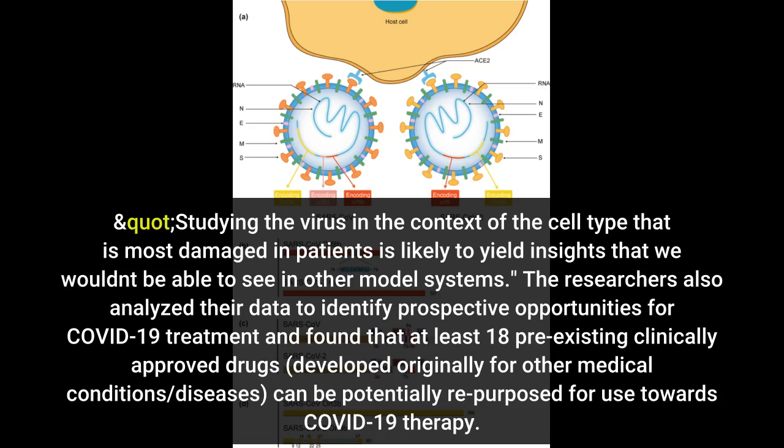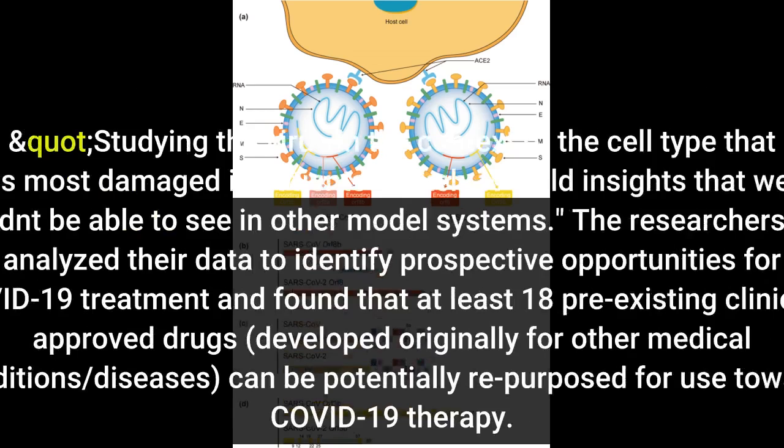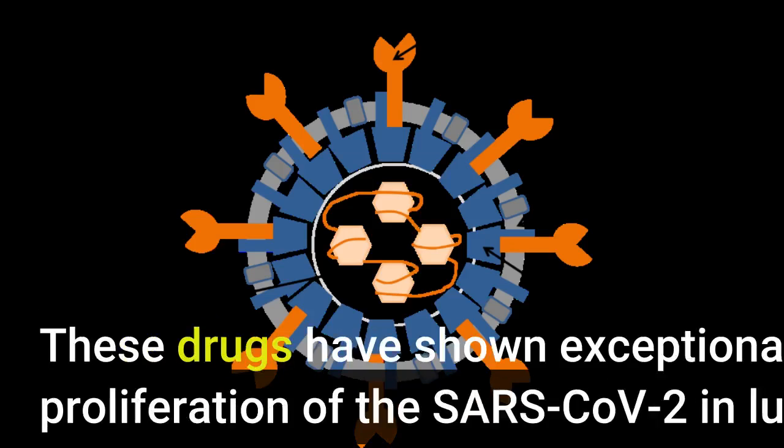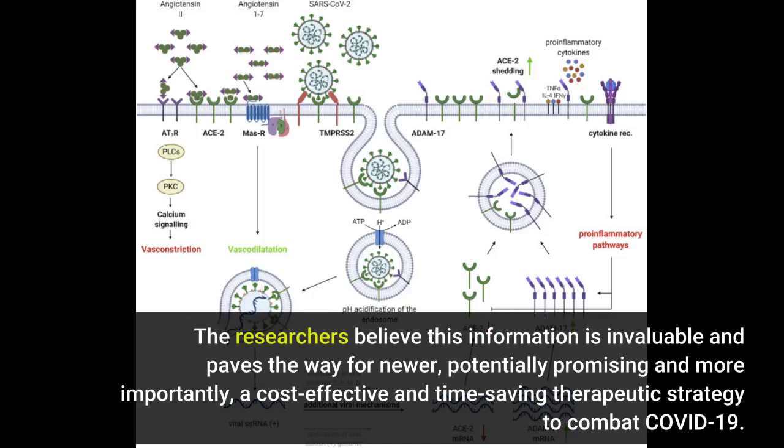The researchers also analyzed their data to identify prospective opportunities for COVID-19 treatment and found that at least 18 of these drugs have shown exceptional promise to block the proliferation of the SARS-CoV-2 in lung cells. The researchers believe this information is invaluable and paves the way for newer, potentially promising and, more importantly, a cost-effective and time-saving therapeutic strategy to combat COVID-19.